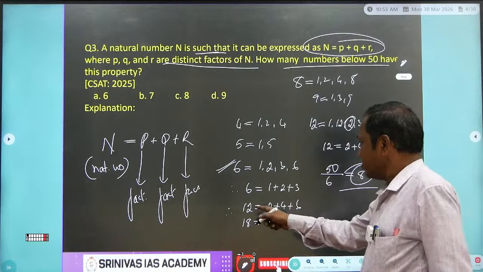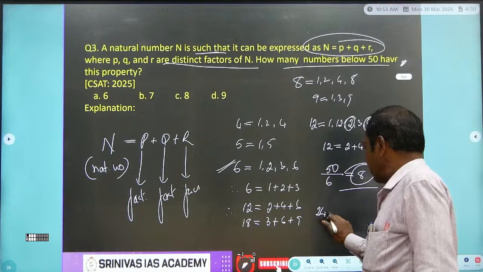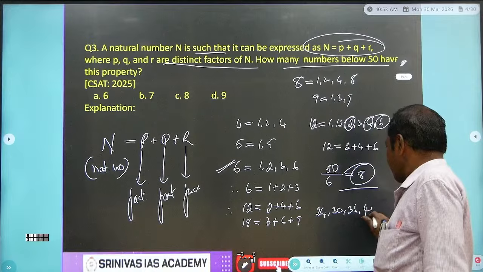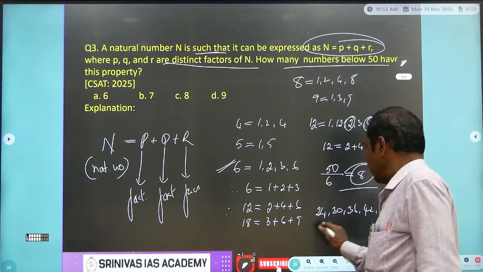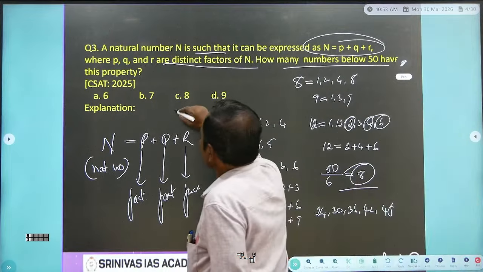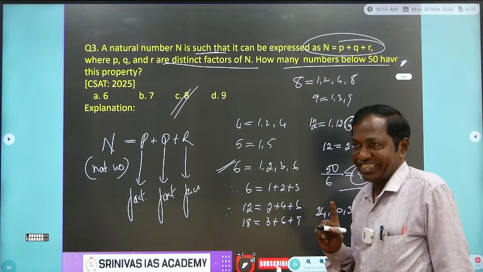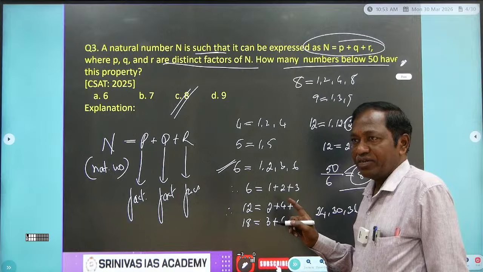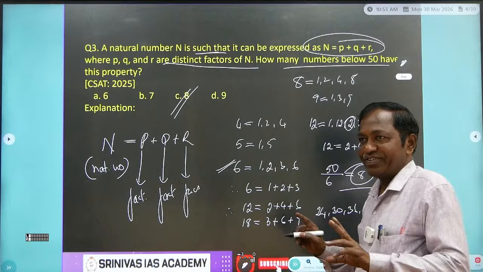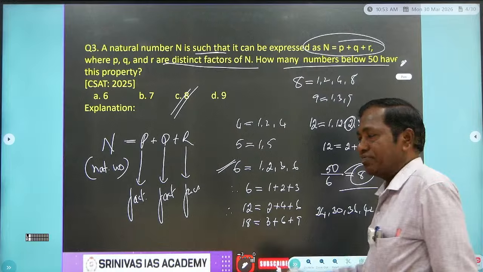It means 6, 12, 18, 24, 30, 36, 42, 48. 1, 2, 3, 4, 5, 6, 7, 8. There are 8 such numbers. That's the thing. But 6 is a perfect number. What is the definition of a perfect number? The sum of the factors of the number, whole divided by 2. That's a property. See how the questions are being designed and asked.